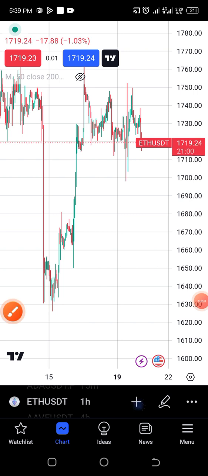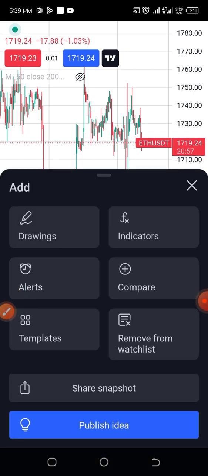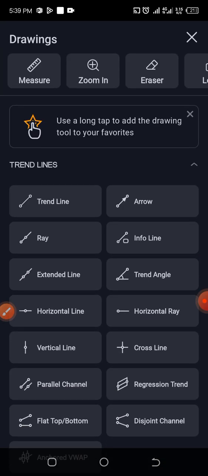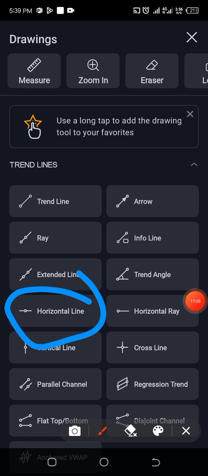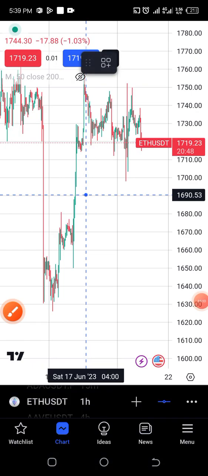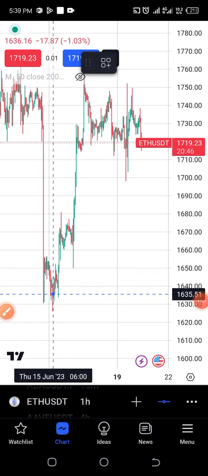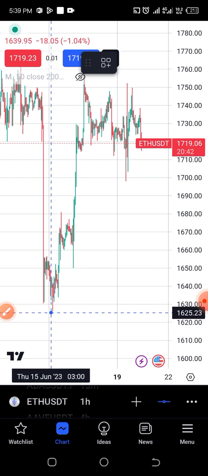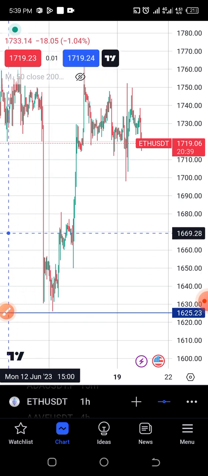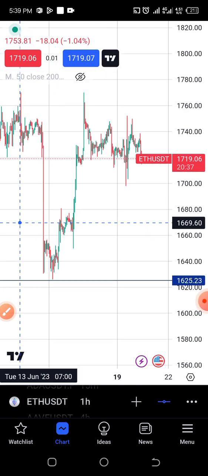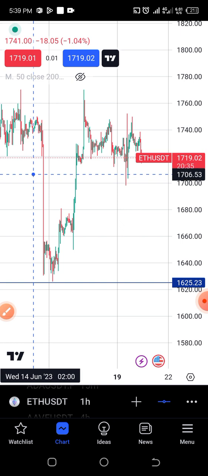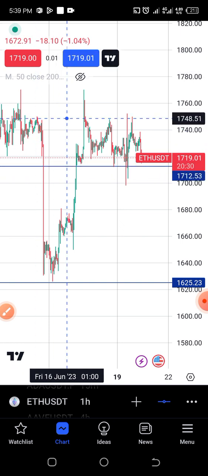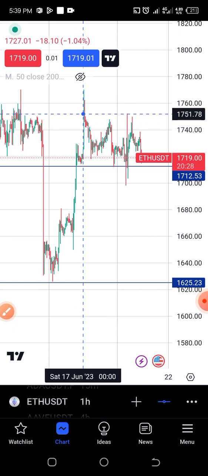You click on that plus button on your TradingView, then you come to drawing. When you come to drawing, you are going to pick a horizontal line. Before you start even thinking of psychological levels, start looking for price action, support and resistance, where prices have been acting. Then you start drawing your psychological levels. There is resistance here. You start drawing your support and resistance.